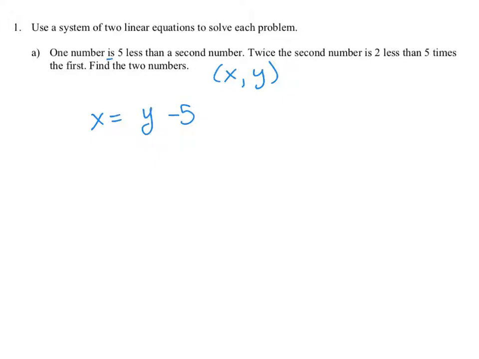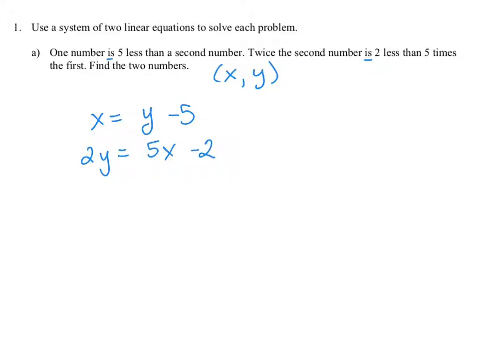The second sentence that we'll use to write the second equation is twice the second number. So that's going to be 2 times the second number y is, when we see that is, that's our equal sign, 2 less than. That means we're going to be taking away 2 from the next quantity, which is 5 times the first, 5 times x. So twice the second number, 2y, equals 2 less than 5 times the first, so 5x minus 2.